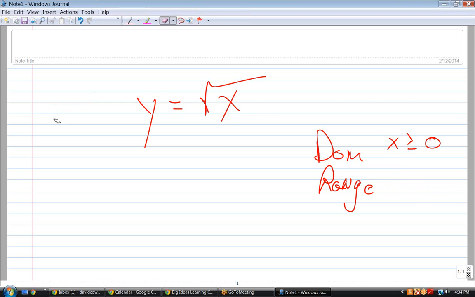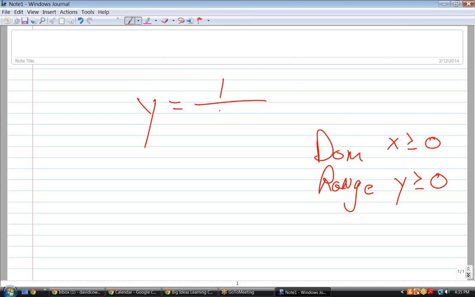Range is similarly affected in that when you take the square root of a number, you always get a positive number. If I take the square root of 4, I get 2. There's no way I can get negative 2. In other words, I cannot produce a y that is negative. y also has to be greater than or equal to 0. No matter what value of x I put in there, y is going to be greater than or equal to 0. Okay? Let's take a different function.